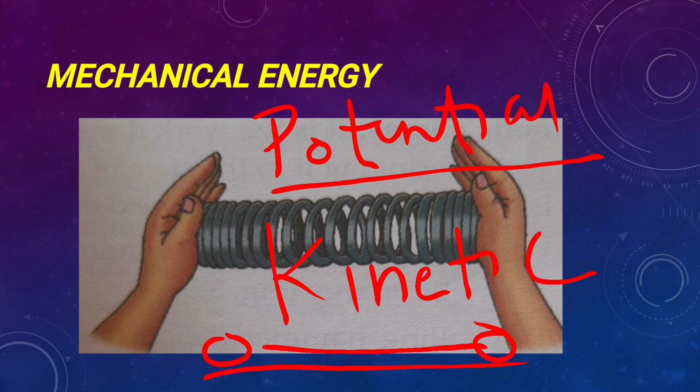You need to learn this thing. Potential means position or configuration, shape or size. If the shape and size of a body changes, it will possess potential energy. Kinetic means motion. So motion relates to kinetic energy.